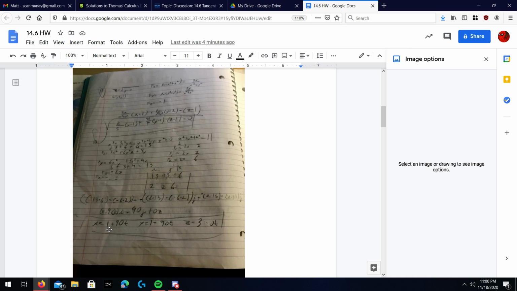So in the end, you end up getting 90t and negative 90t and 0, and the 3 comes from the point. So you get x equals 1 plus 90t, y equals 1 minus 90t. So (1, 1, 3) is the point, and x equals 1 plus 90t, y equals 1 minus 90t, and z equals 3. And that's 14.7.